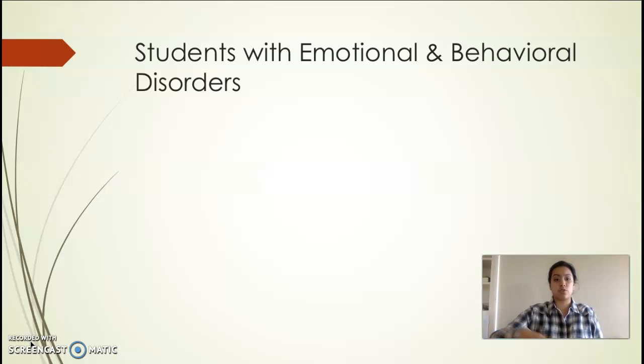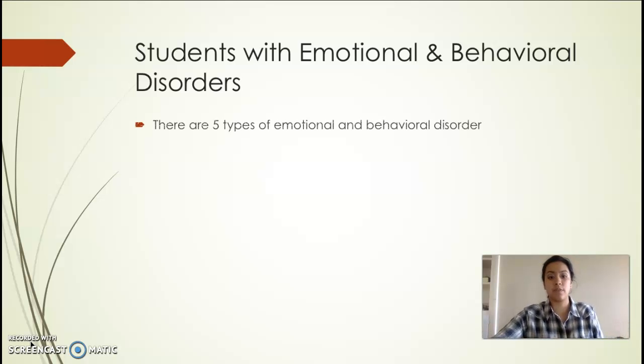Students with emotional and behavioral disorders. There are 5 types of emotional and behavioral disorders. It is anxiety disorder, depression, oppositional defiant disorder, conduct disorder, and schizophrenia. Anxiety has 4 subcategories. There's separation anxiety, generalized anxiety, phobia and panic, and social anxiety.